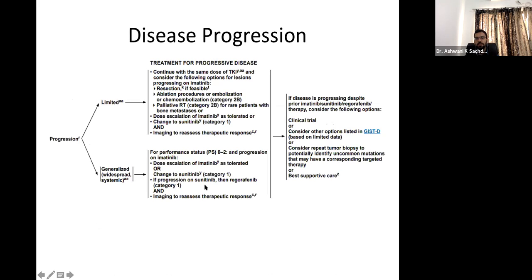Okay. So if there is progression on sunitinib, then regorafenib is to be considered and the response assessed. In case of progression, we do not want to utilize all our drugs at once. So initial dose escalation of imatinib, then change to sunitinib is preferred. If disease is progressing despite imatinib, sunitinib, and regorafenib therapy, then either a clinical trial, or repeat biopsy to look for any other targetable lesions, and only best supportive care.